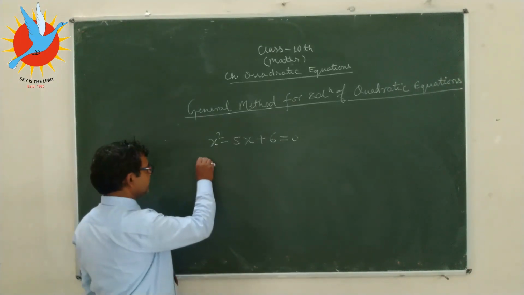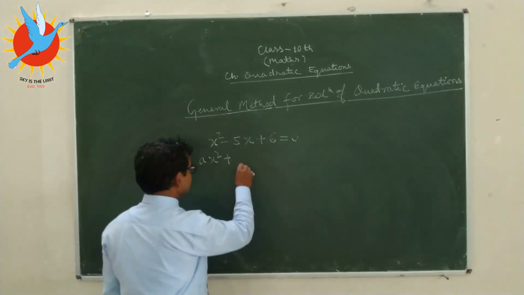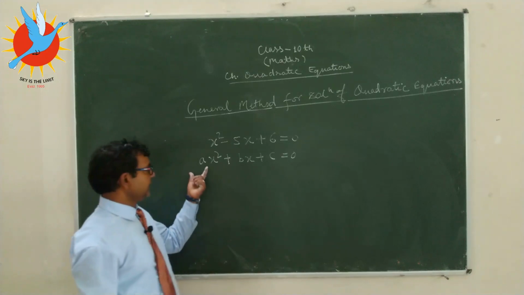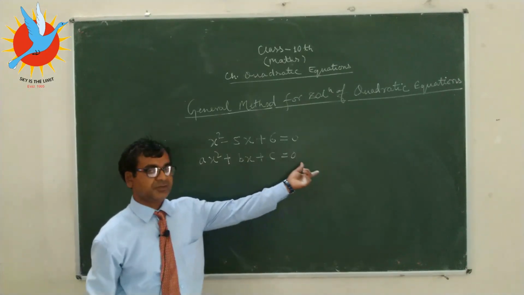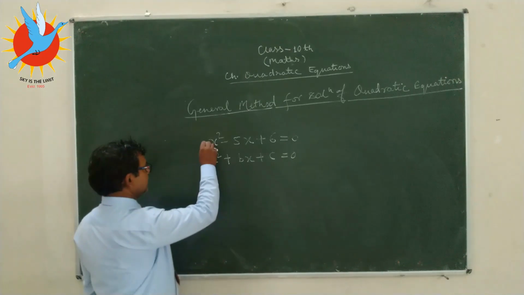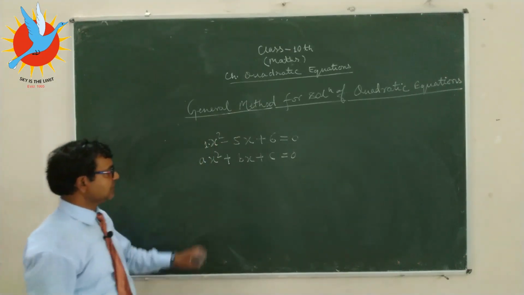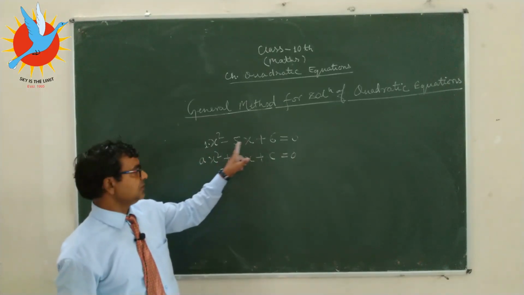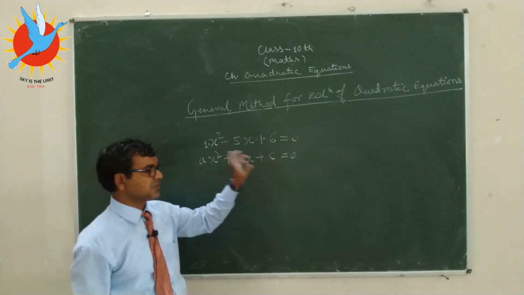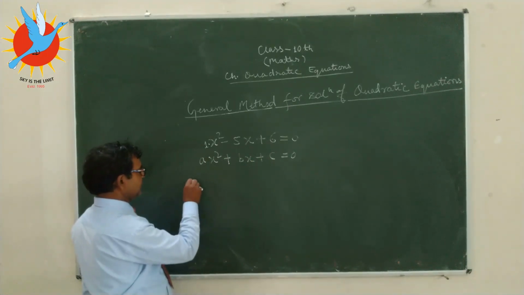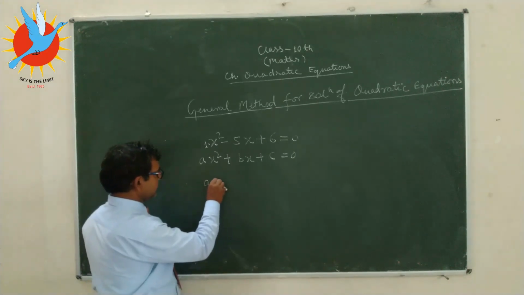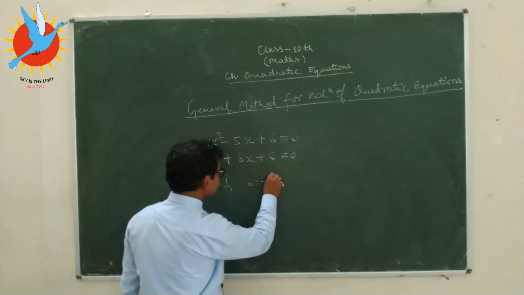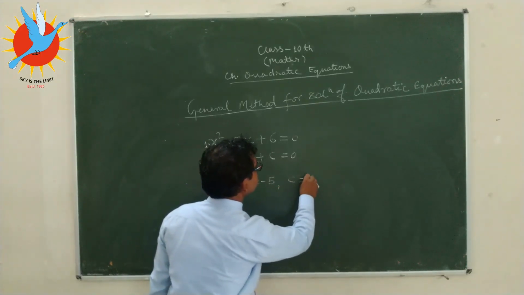Now compare this equation with the general form of quadratic equation ax square plus bx plus c equal to 0. Here the coefficient of the leading term is 1. You know how to compare two polynomials of the same degree: x square, x, constant. So a would be equal to 1, b equal to minus 5 and c equal to 6.